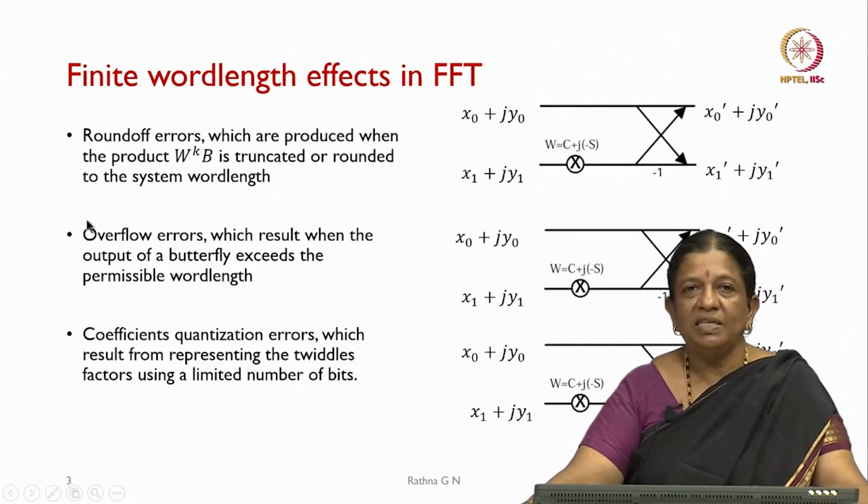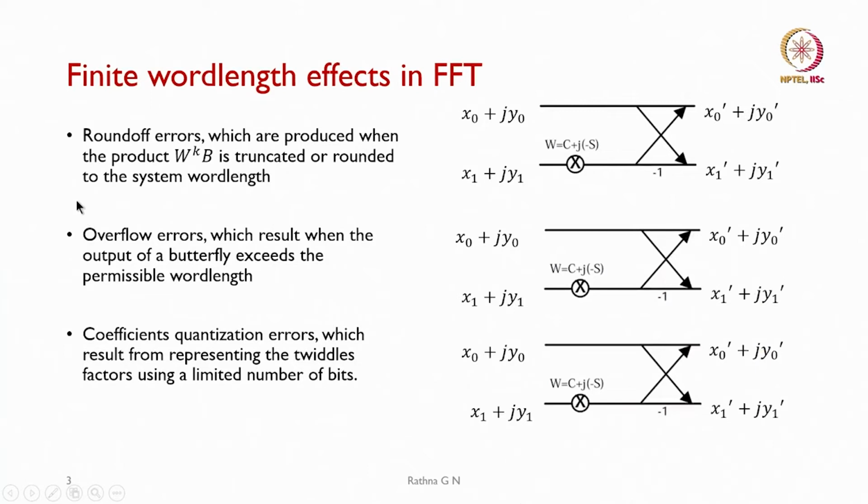Today we will see what the finite word length effects in FFT are. The first one is round off errors, which are produced when the product WKB is truncated or rounded to the system word length. We have been seeing that when it is multiplied in a butterfly structure, it will be truncated or rounded.